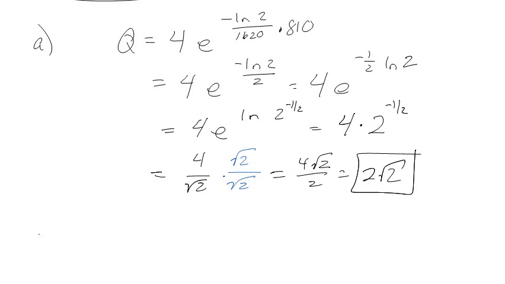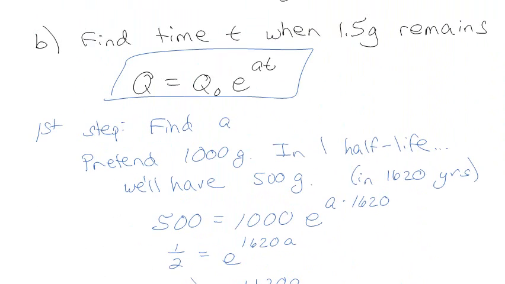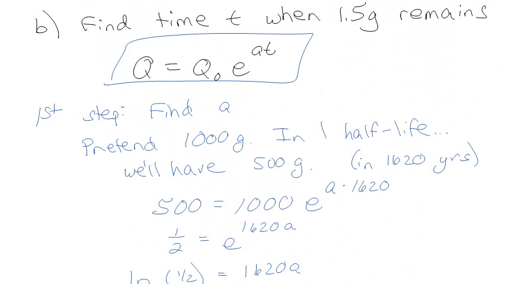This is really just a reminder. You probably have worked problems like this before. It's just a question of remembering the derivation, really, I guess. All right, so then it was find the time t when 1.5 grams remains. So we can do that.